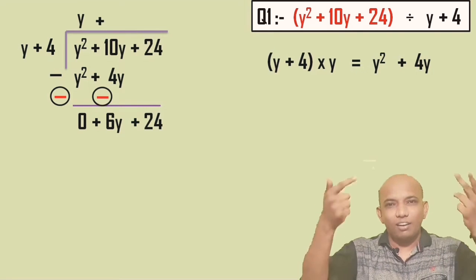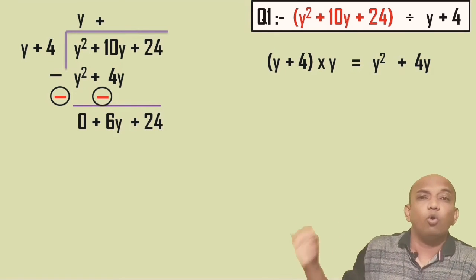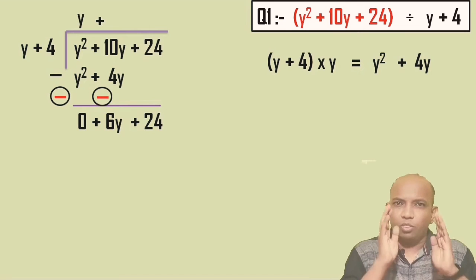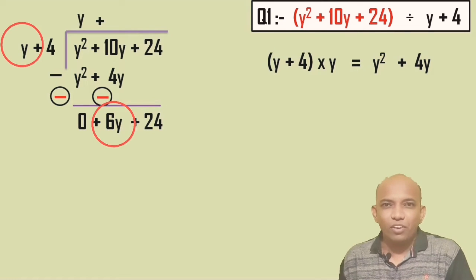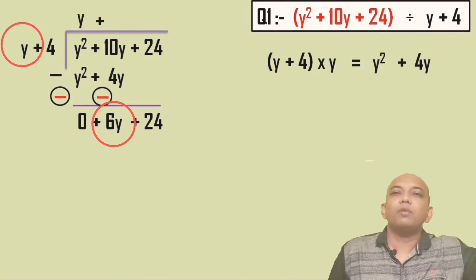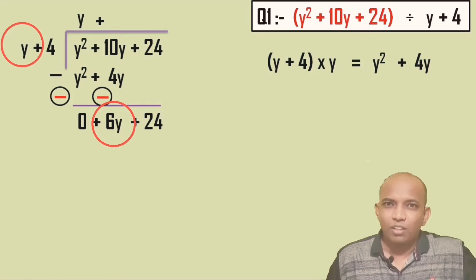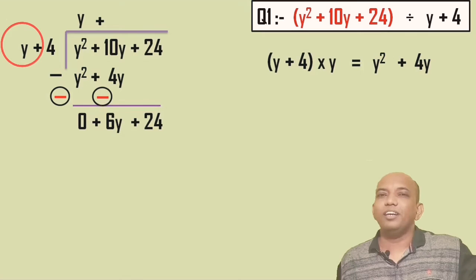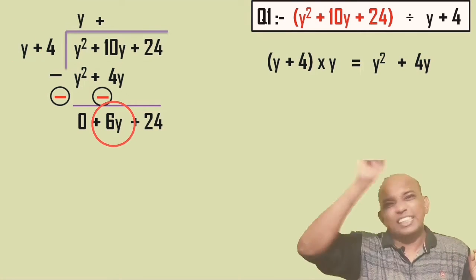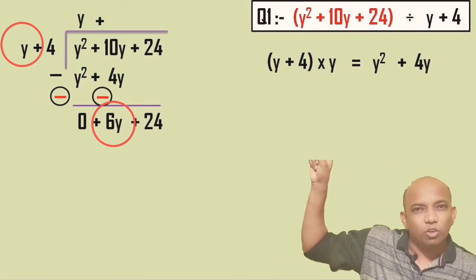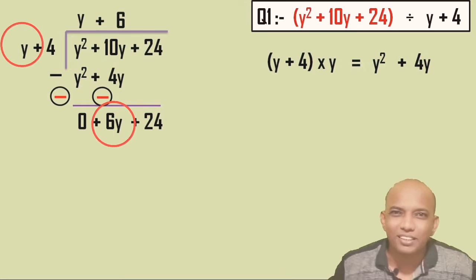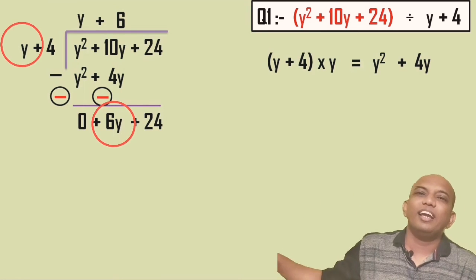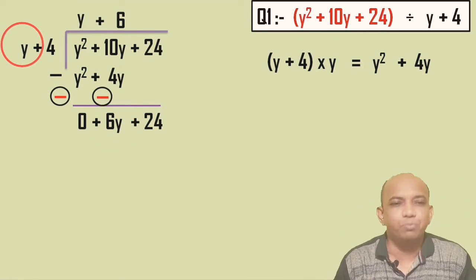That makes our remainder, as a whole, 6y plus 24. Now what to do? Again, the first term over here is 6y and the first term in the divisor is y, right? Considering the coefficient of y in the divisor, that is 1, and over here it is 6. So we have 1 sixes are 6. So 6 will be written in the quotient along with the plus sign. Why plus sign? Because 6y in the remainder has a positive sign, right?